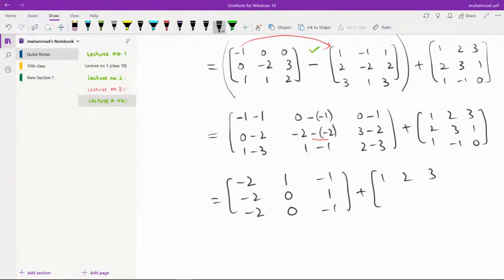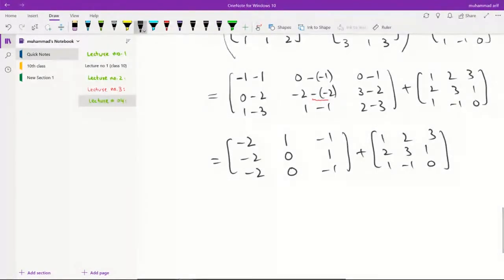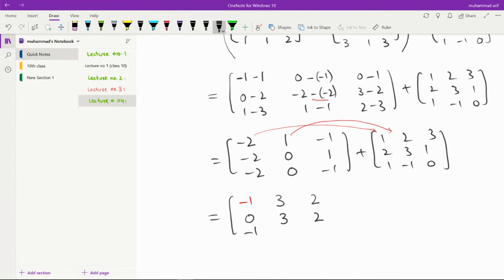1, 2, 3, 2, 3, 1, 1, negative 1, 0. Now adding these two matrices, we directly add them. The first element is added with the first element, negative 2 and positive 1 becomes negative 1. Similarly, 1 and 2 becomes 3, 2, 0, 3, 2, negative 1, negative 1 and negative 1. We call this equation number 1.